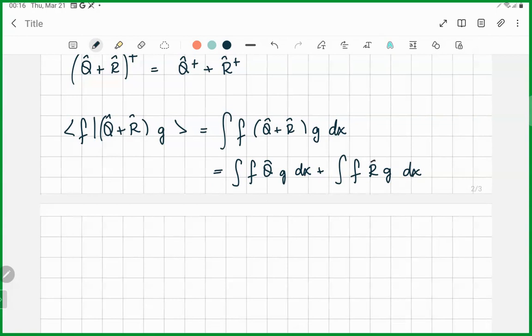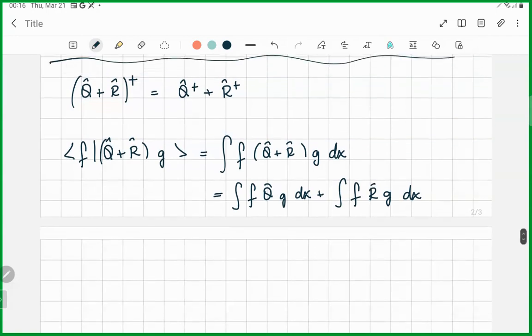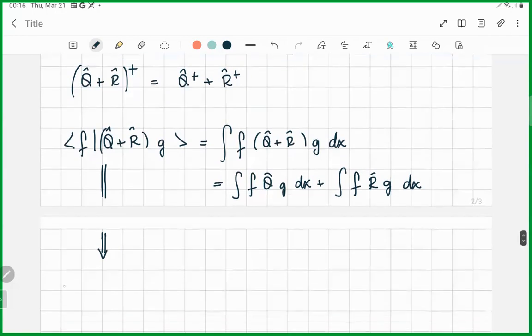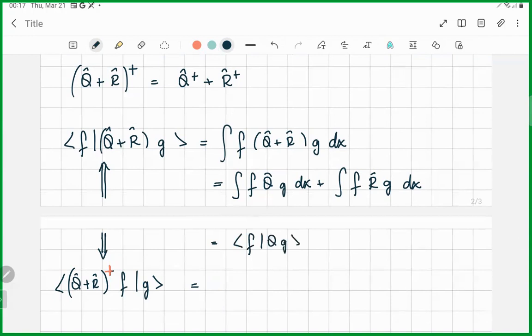Okay. So how is this going to help us? Let me keep this, and from this side, I'm going to bring this Q plus R, the Hermitian conjugate. What I'm saying is I'm going to bring this Q plus R to the front here. So I just played with this left side. And here you see the Hermitian conjugate. Now, on the right, on this side here, what do we have? I have F, Q, and G. And I have F, R, and G.